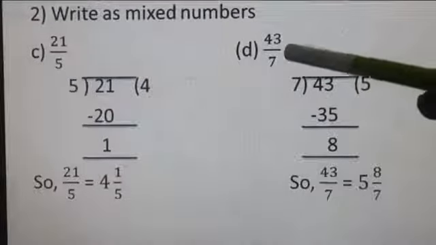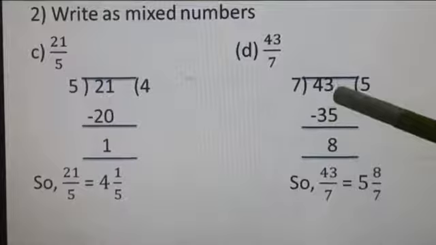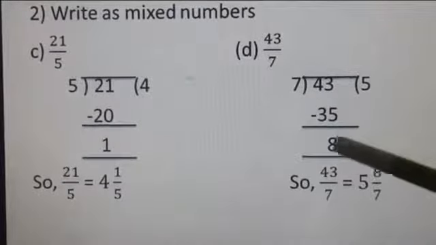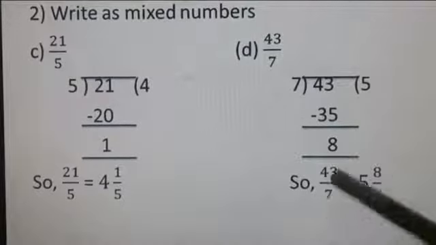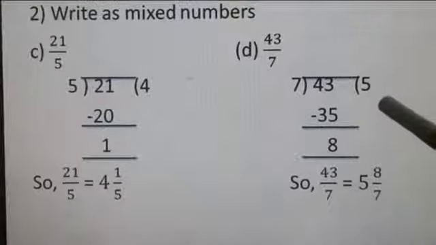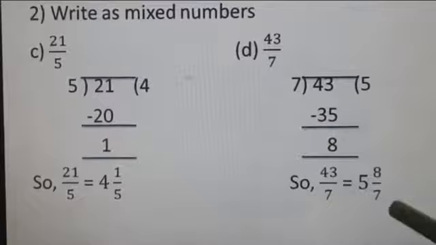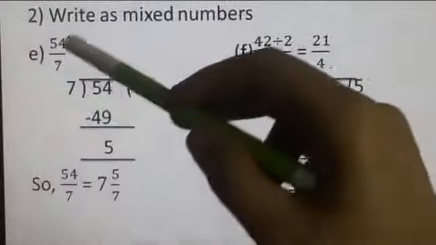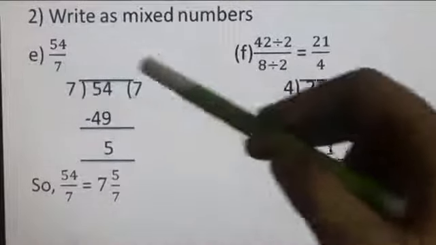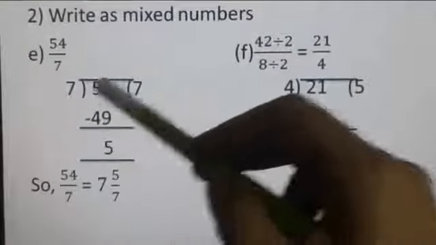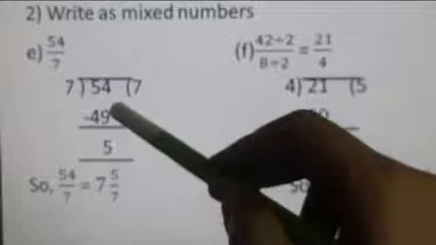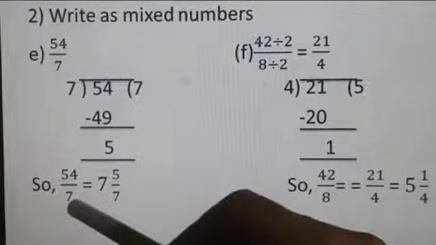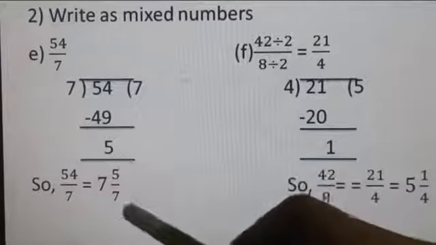D part 43 upon 7. 43 divided by 7. 7 5s are 35. 43 minus 35, remainder is 8. So 43 upon 7 will become 5 whole 8 upon 7. E part 54 upon 7. 54 divided by 7. 7 7s are 49. 54 minus 49, remainder is 5. So mixed fraction is 7 whole 5 upon 7.